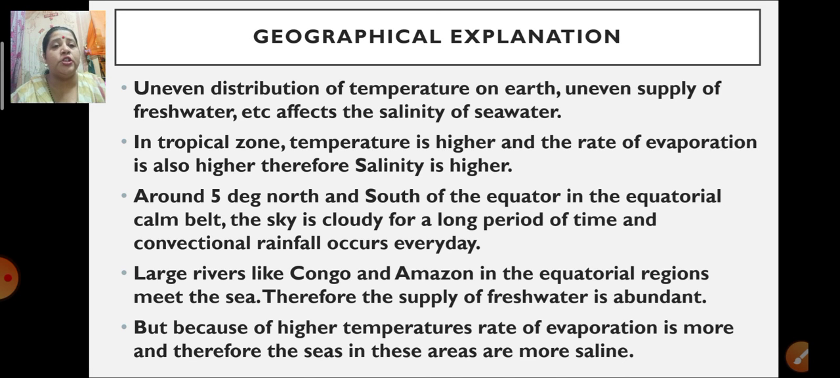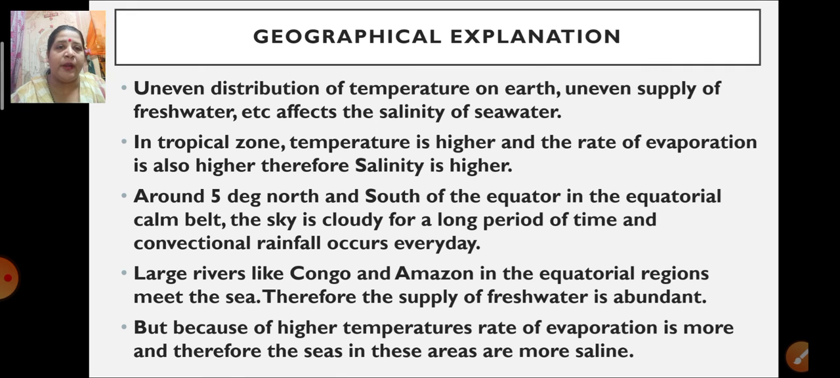Large rivers like the Congo and the Amazon in the equatorial region meet the sea. So the seas in this part are met by large rivers like the Congo River and the Amazon River. Therefore the supply of fresh water in these seas is abundant. But because of the higher temperature near the equator, the rate of evaporation is also high. Therefore the seas in these areas are more saline.